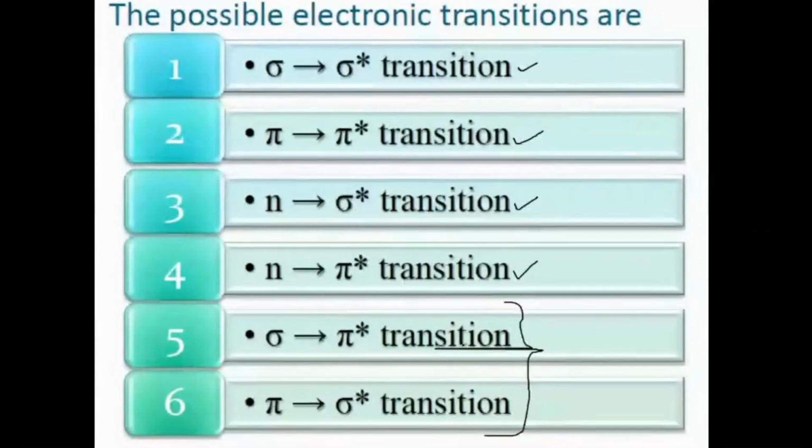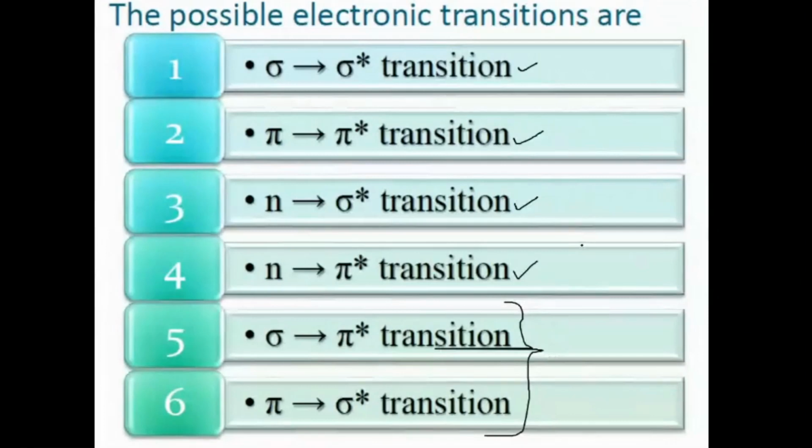They are observed only in calculations, like only in calculation. Theoretically you can say that it can be possible, but it never happens. So these two are called forbidden. Let us see one by one all the transitions.